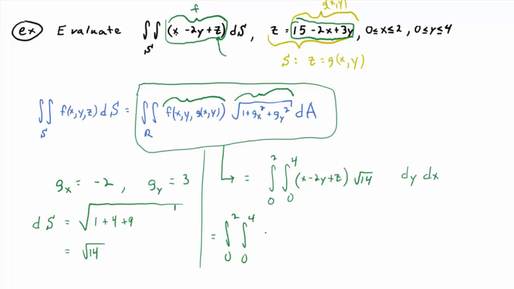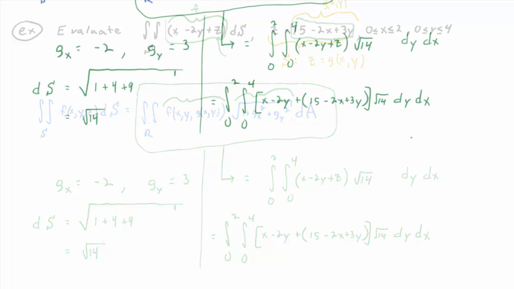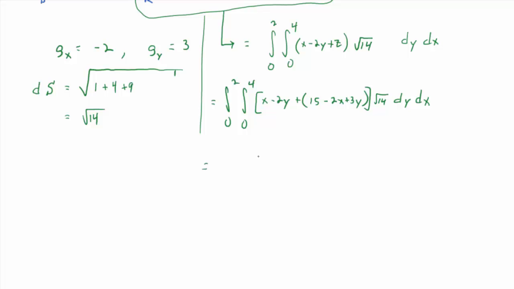So now, if you haven't done it already, replace z with what it's equal to. I'll put brackets out here and then parentheses around the z that I'm plugging in. So 15 minus 2x plus 3y, that's my z, and then I close the bracket, and then I still have the square root of 14, which I suppose I could bring out front of the integral. And then dy dx. Does everybody believe that? Okay. So let me go ahead and bring that root 14 out.